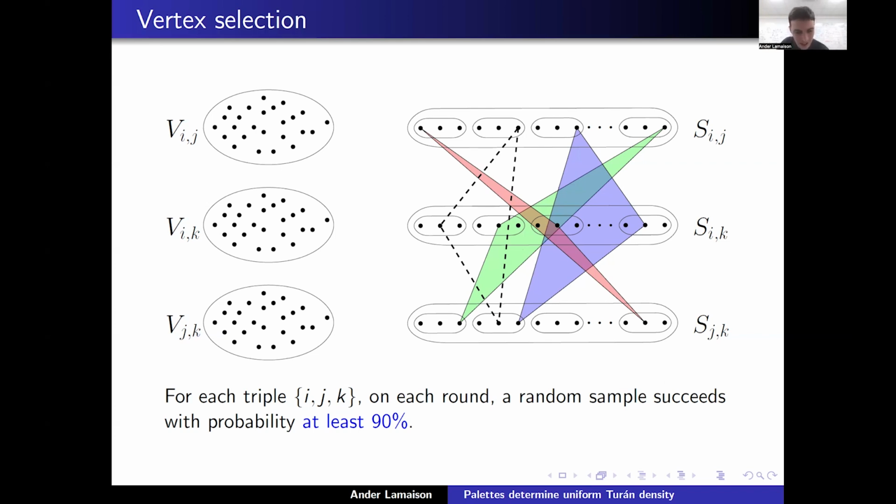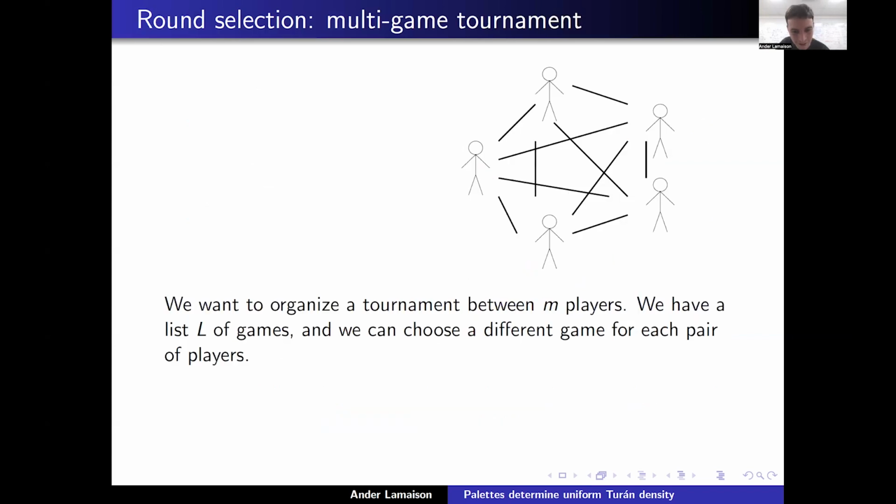So the way that I wanted to describe this selection is as selecting players for a tournament. Let's say that we want to organize some tournament between n players, and we want them to play games two by two. Every pair of players is going to face off in one game. But the key here is that we are not going to make them all play the same game.